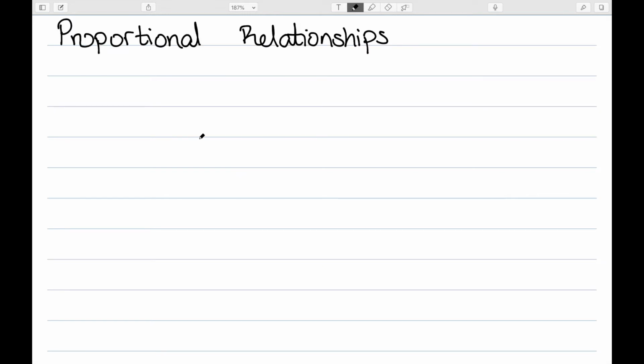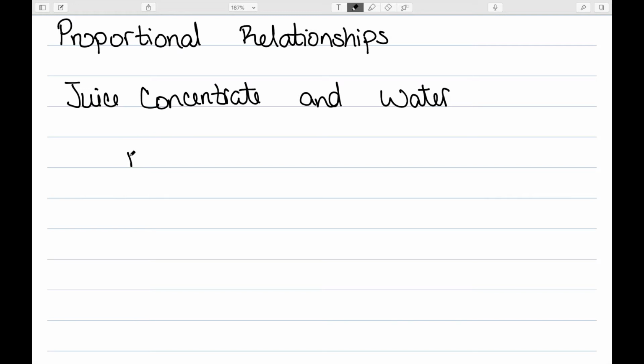In this video, I want to talk about a specific type of linear function known as a proportional relationship. Let's suppose we work at a juice factory and we need to mix our juice concentrate and water. And we know in order to make our juice, these need to be mixed at a ratio of 3:5. Well, we can use this to build a linear function.